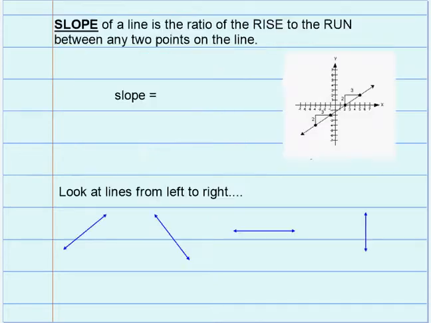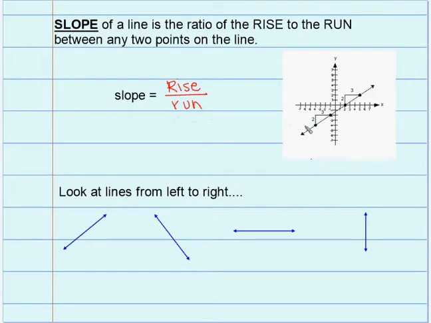Okay, now let's talk about slope. Slope of a line is the ratio of the rise to the run between any 2 points on a line. Now that might seem really math-y, but what you're talking about here is slope equals rise over run. Rise over run. So you're talking about how much up and down movement there is and how much left and right movement there is.